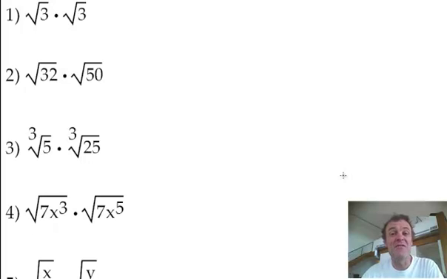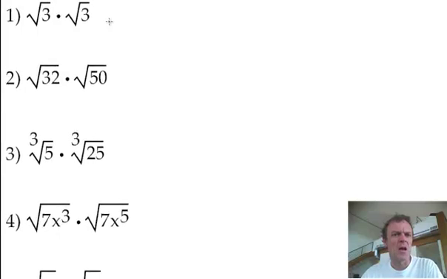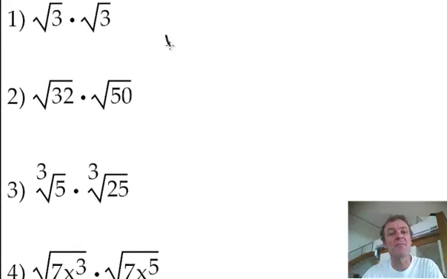Right, multiplying and dividing radicals. Okay, so this is probably going to be just a quick run through. Root 3 times root 3 is root 9, which will take you back to 3.